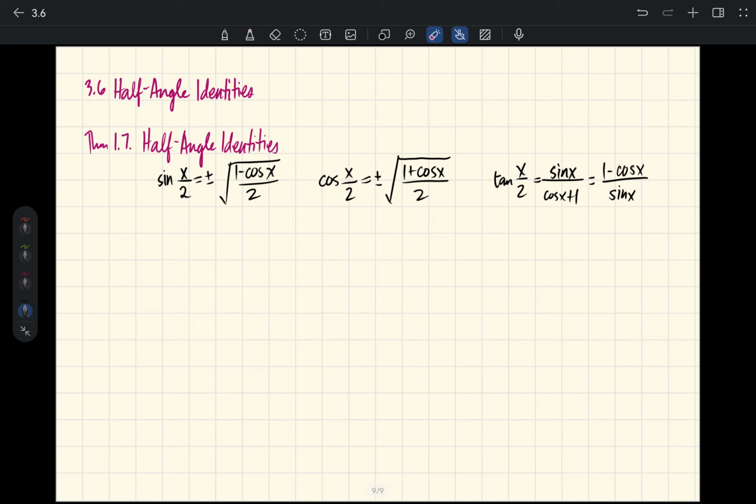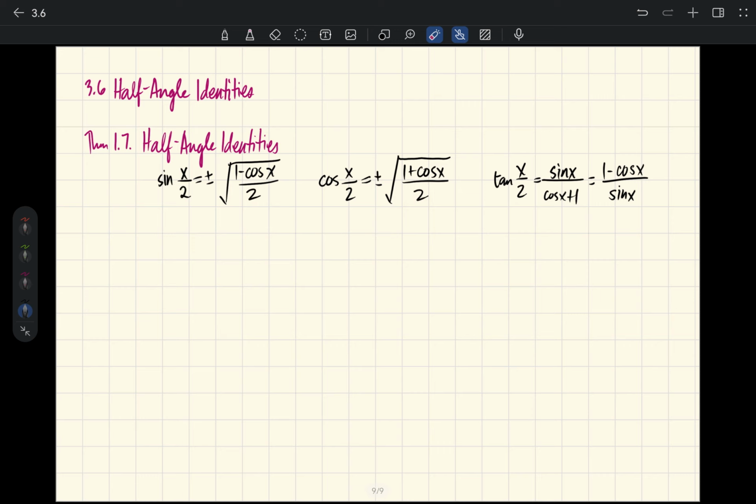These are called half angle identities since we are concerned with the trigonometric function values of half angles. By half angles, I mean we're dividing an angle by 2. First is sine of x over 2. That's just plus minus square root of 1 minus cosine x over 2. While for cosine of x over 2, that's plus minus square root of 1 plus cosine x over 2.